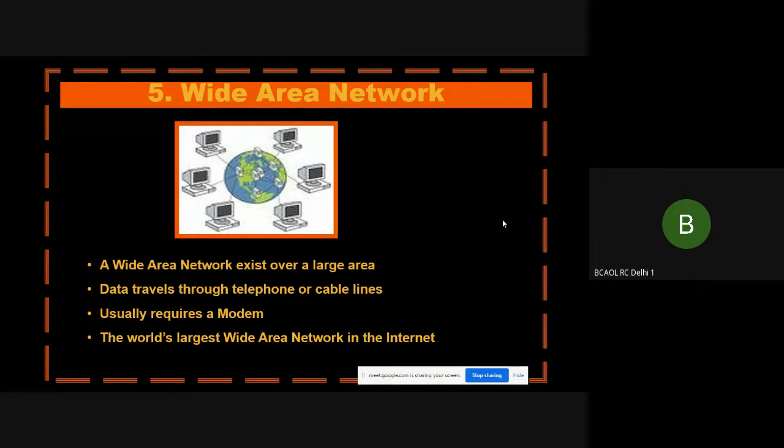internet. What is the definition of internet? Anybody knows the definition of internet? Internet means interconnection of networks.